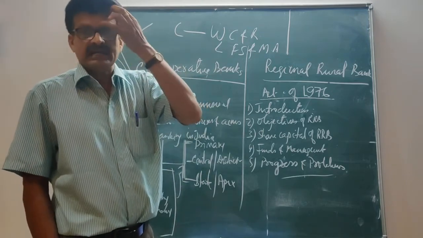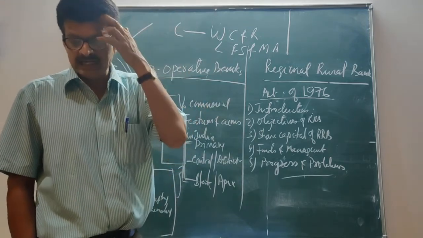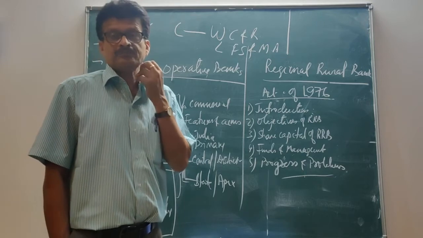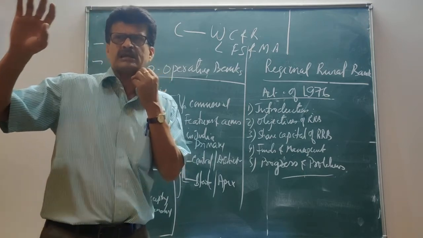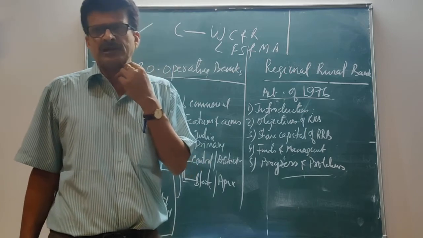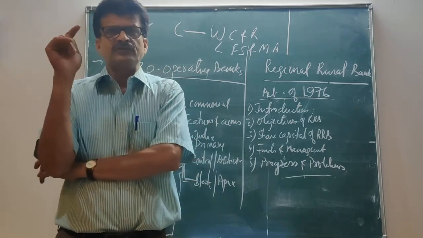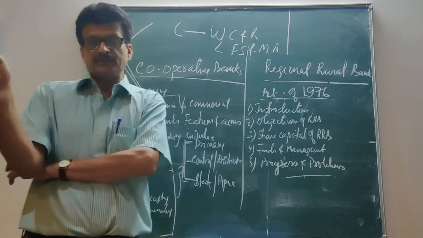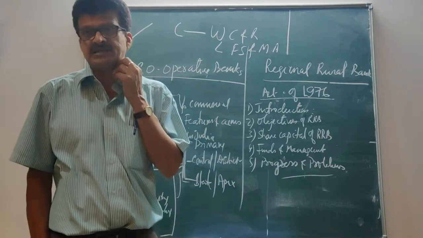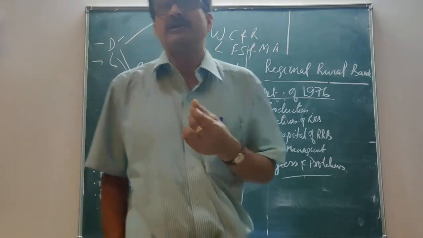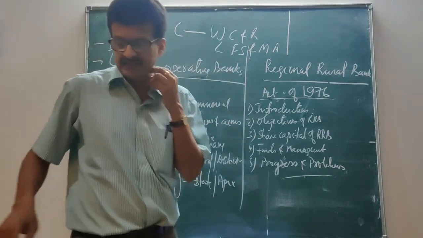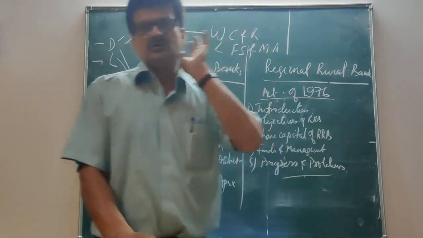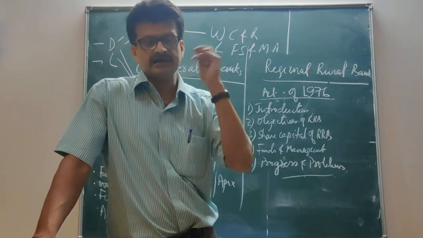The authorized share capital is 5 crore and issued or paid up share capital is not 25 lakhs, it is 1 crore. And how is this formulated, with what share? Initially it was 50% central government, 35% sponsoring bank and 15% state government. But now it is changed: 60, 20, 20. 60% will have to be shared by the central government, and 20% each by the sponsoring bank as well as the state government. So you got to know how the share capital of the regional rural bank is formed.